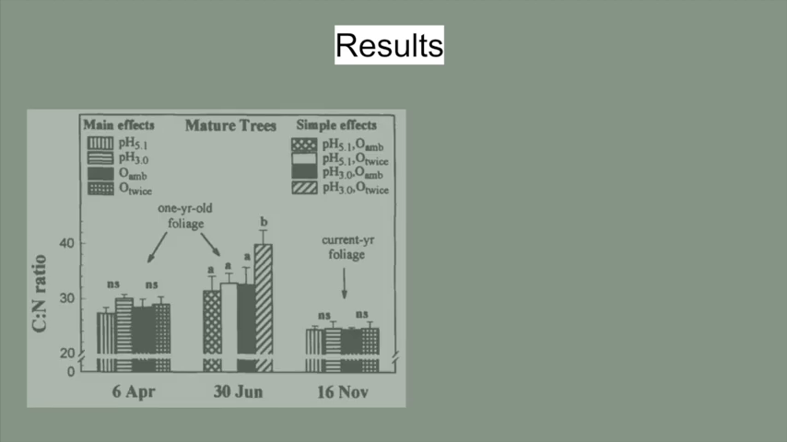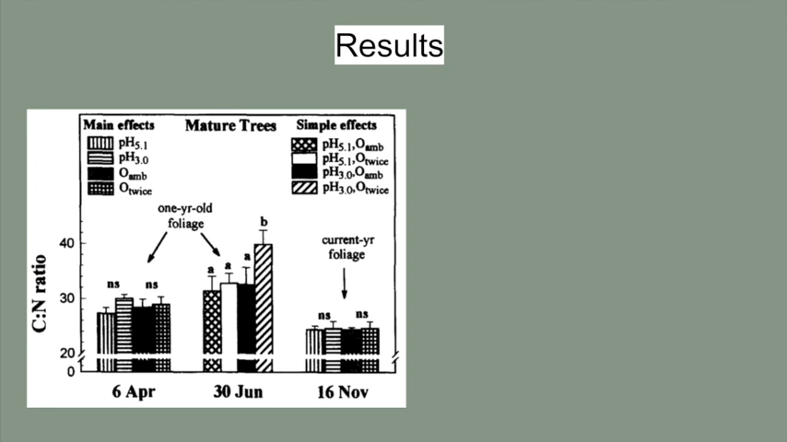This graph mainly shows the results of carbon to nitrogen ratios that the researchers found from the study. The middle group of bars show the results of the 4 different combinations of acid rain, pH levels, and ozone levels. The group with the highest carbon to nitrogen ratio was experimental group 3, which combined 3.0 pH acid rain and a twice ambient ozone.